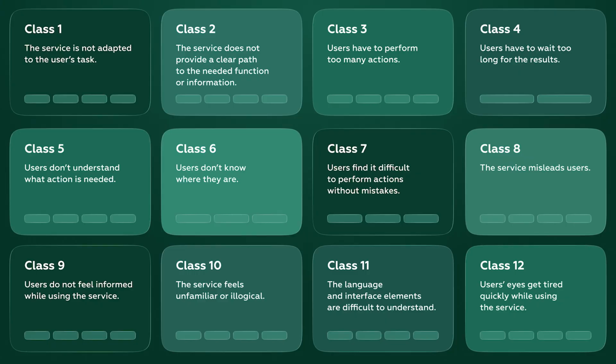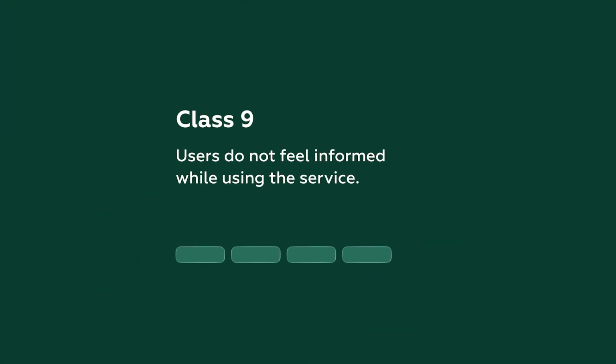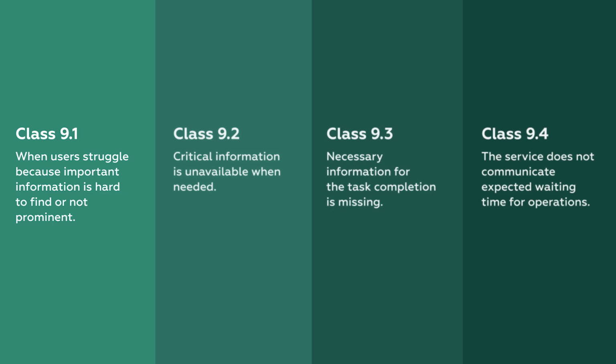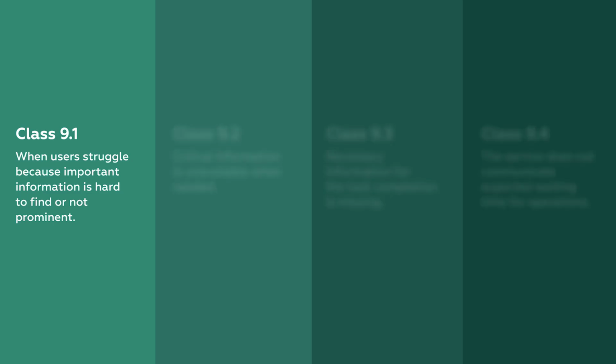At Markswebb, we've classified the most common UX problems that digital services face. This helps UX folks worldwide to identify and combat UX issues early. Today we explore Class 9.1, when users struggle because important information is hard to find or not prominent.